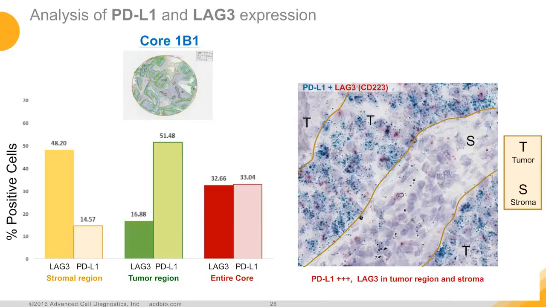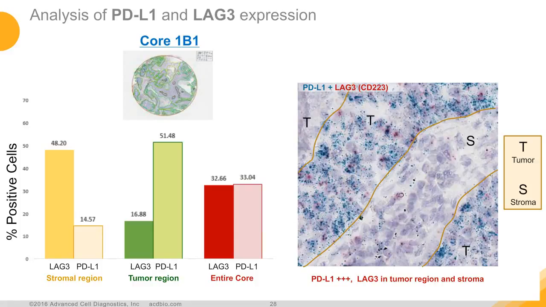And here are the results. This analysis demonstrates that LAG3 in core 1B1 was found primarily in the stromal region, while the tumor region showed a lower expression. PDL1 reflected an inverse relationship, which is biologically sound as PDL1 is expressed primarily on the surface of tumors. The strength of this approach is that region-specific target expression can be identified as well as counted.